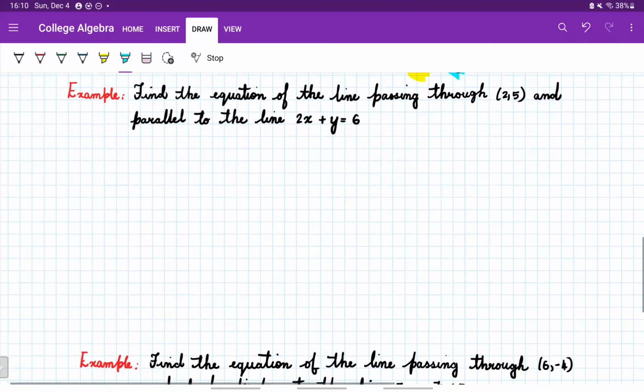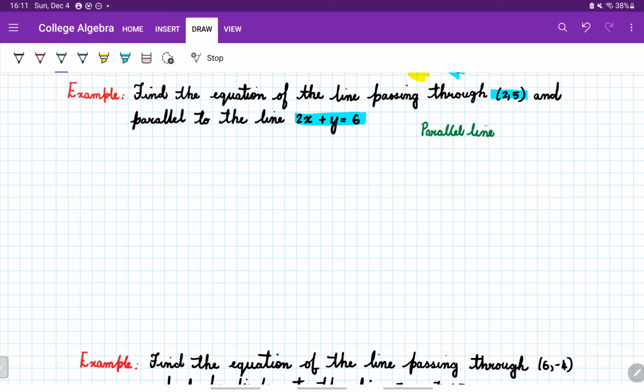Let us do another example here. We want to find the equation of the line that passes through (2, 5) and is parallel to the line 2x plus y equals 6. So again, because here we are talking about parallel lines, they have the same slope. So let us first find the slope.